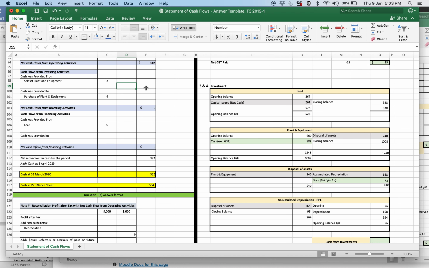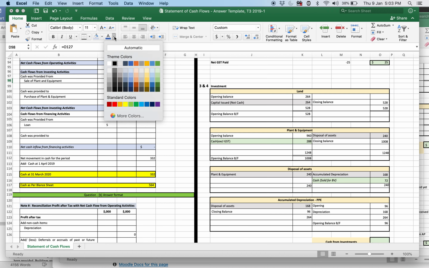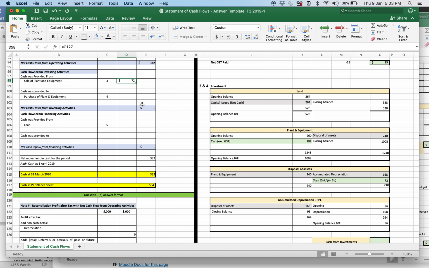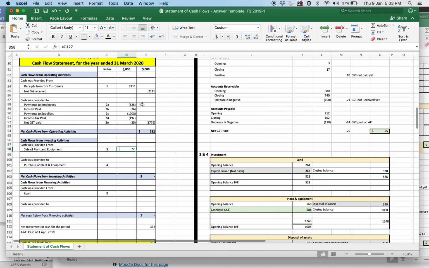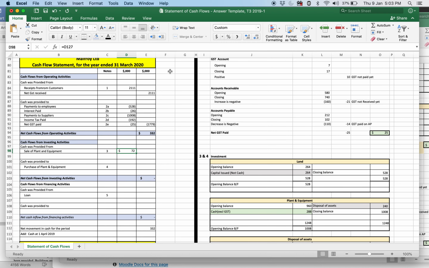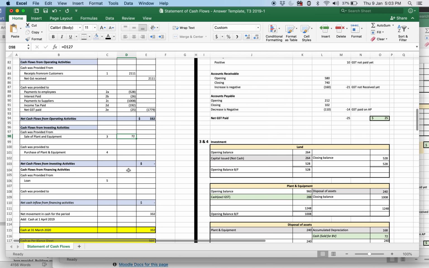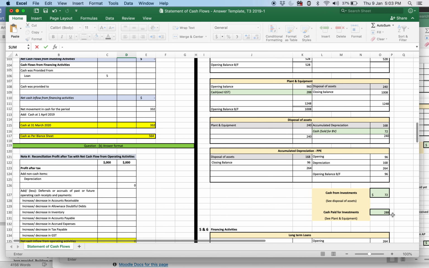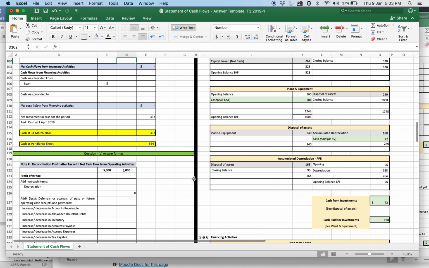Why didn't that pick that up? Cash flow from plant and equipment. Have I got that blacked out or something? All right, that's all well and good. I don't know why that's a dollar sign and nothing else is, so let's just make it the same. That's positive. Cash was provided from, so that's positive. So what did we buy? We bought, so I'm going to put a minus in there because it's money going out, 288 for the plant and equipment.